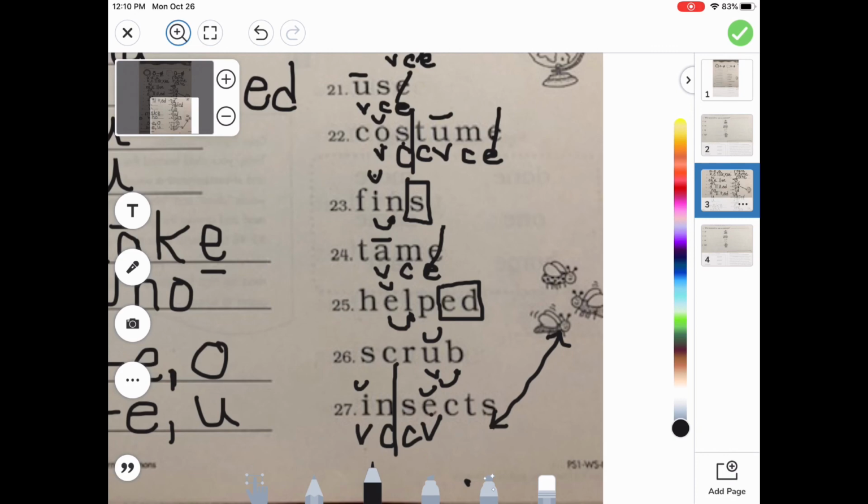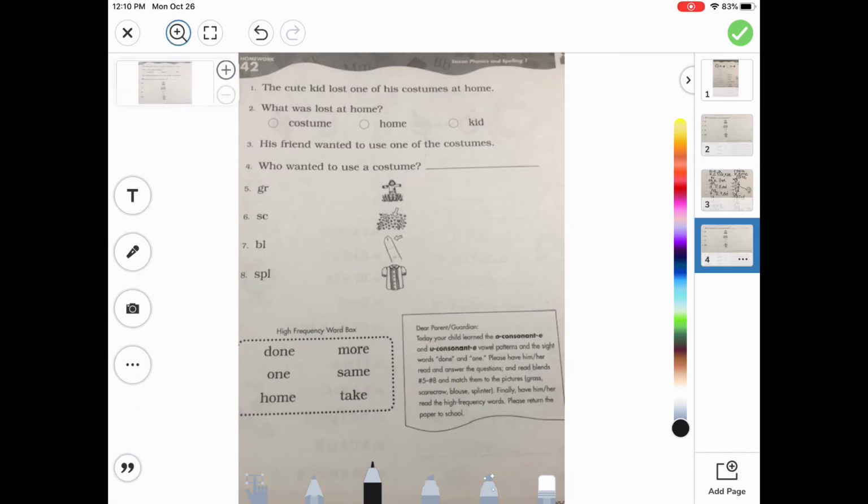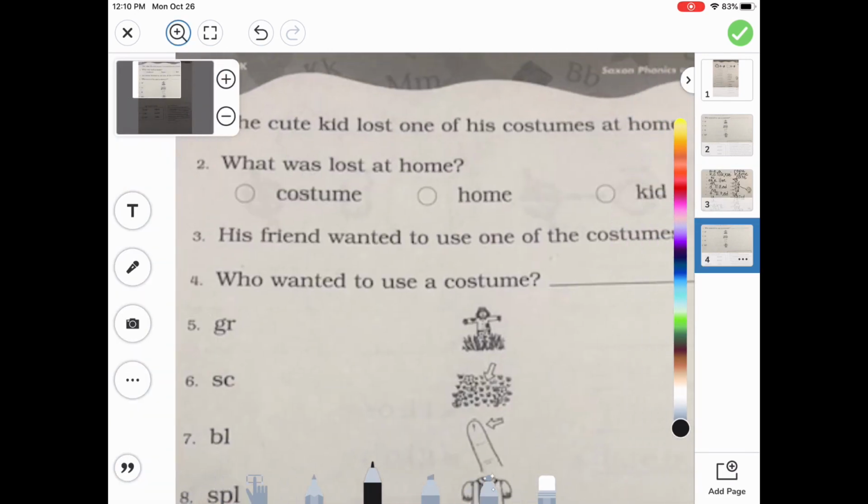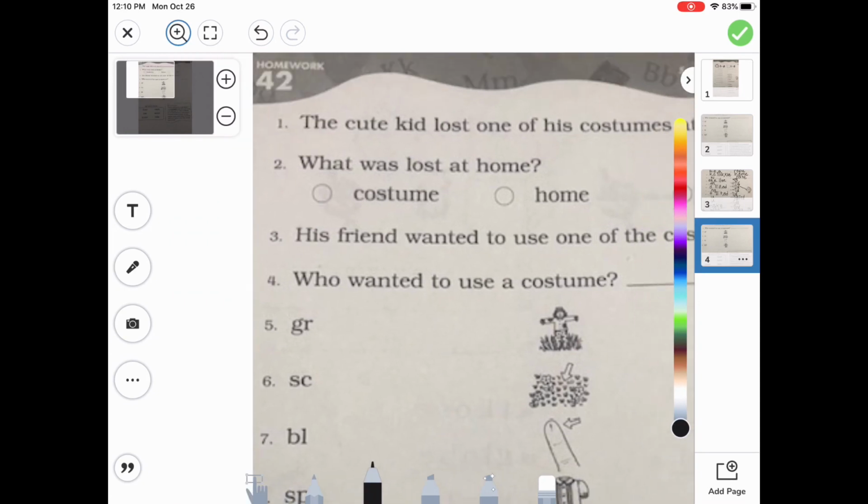Very good. On the back, we're going to answer some questions. So let's look at our first question. Well, the first word I know, the. In this word, I see vowel, sneaky E, so I can say cute. The cute kid lost. Lost, very good. And then one of his.